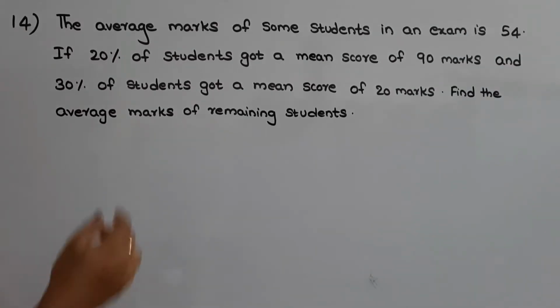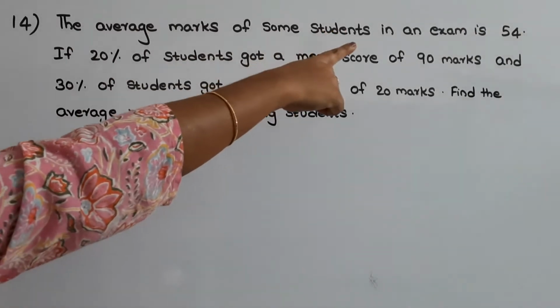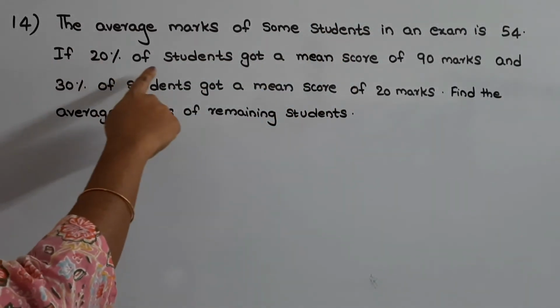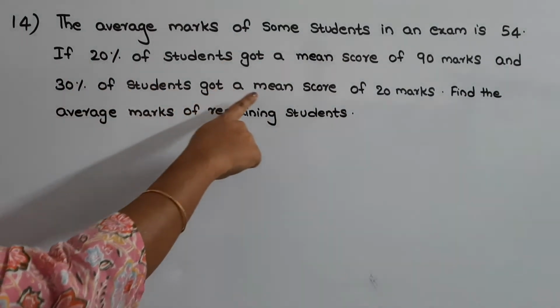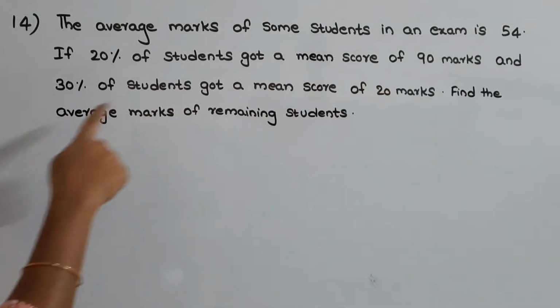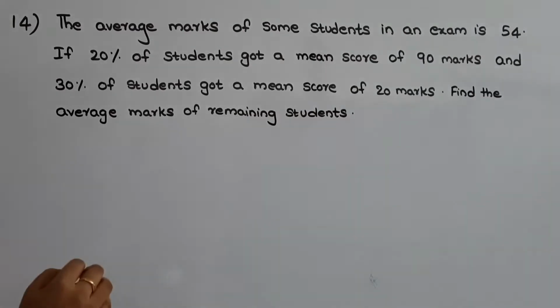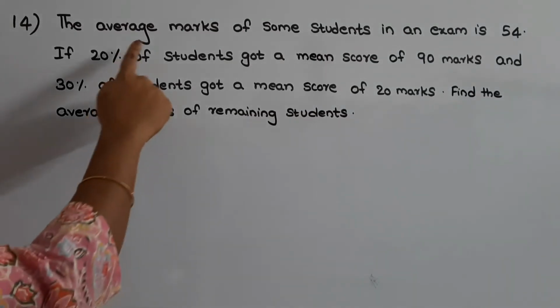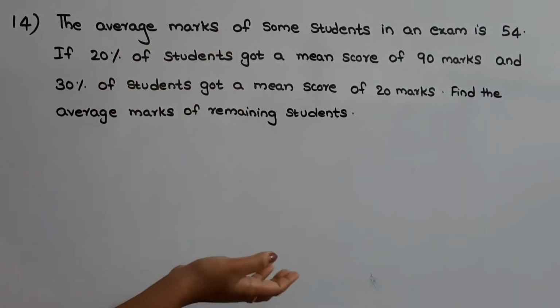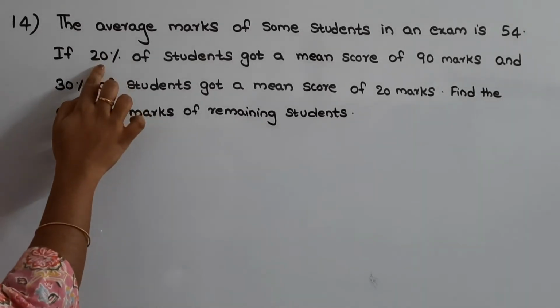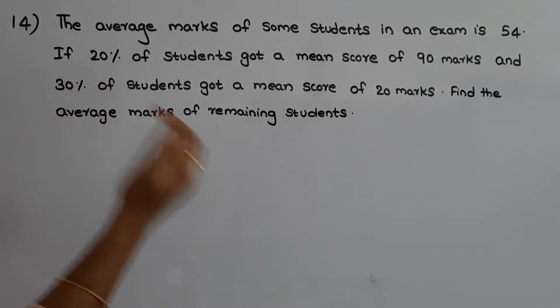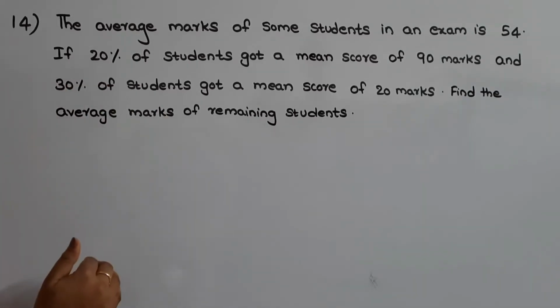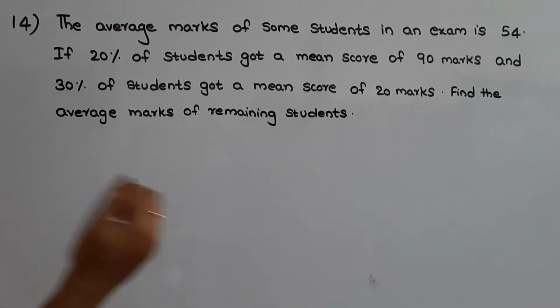The next question is, the average marks of some students in an exam is 54. If 20% of students got a mean score of 90 marks and 30% of students got a mean score of 20 marks, find the average marks of remaining students. So in this question, they have given the average marks scored by total number of students. Then they have given the average marks scored by 20% of the students. Then they have given the average marks scored by 30% of the students. We need to find out the average marks scored by remaining students.